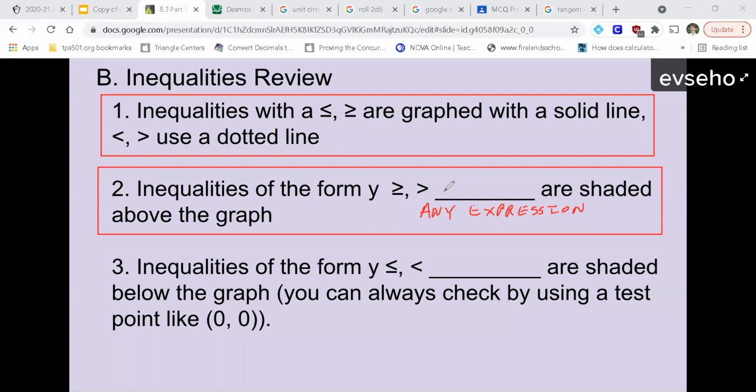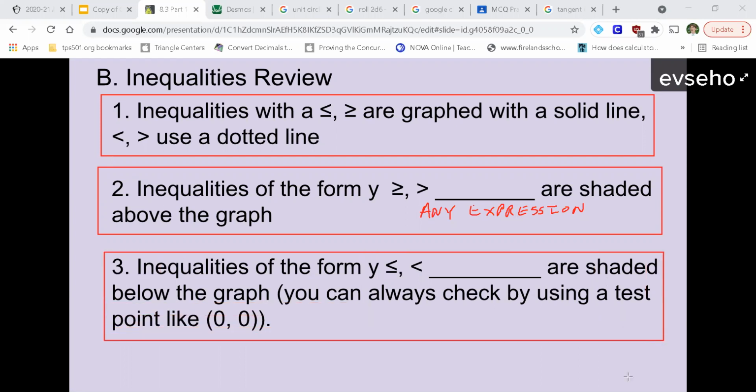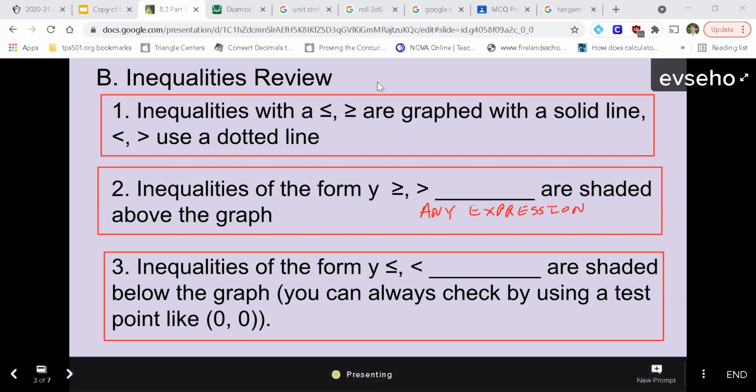And same thing for number 3. If y is less than or equal to, or strictly less than, again, any expression, could be a number, could be like 2x plus 5, then you shade below the graph, and you can always test whether or not you've shaded properly by using a test point, like plugging 0, 0 into your inequality. Yes, inequalities could be written in a lot of different expressions.